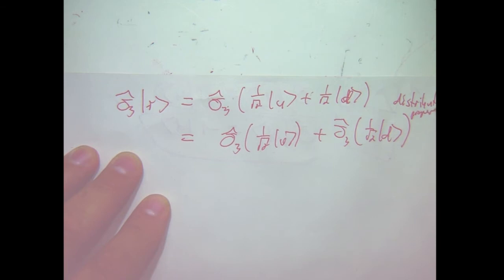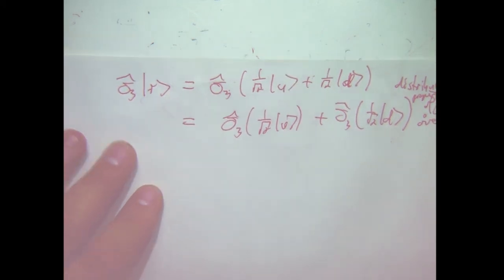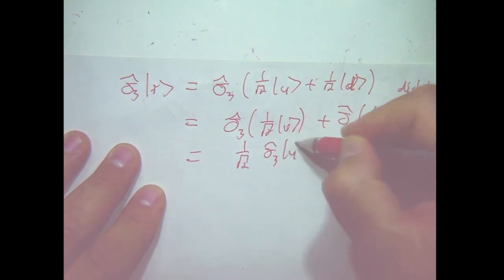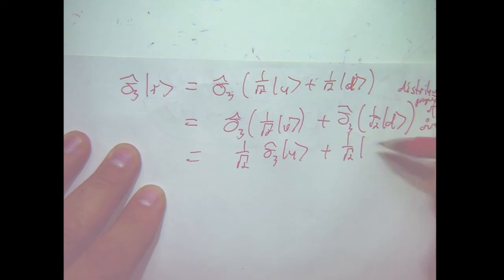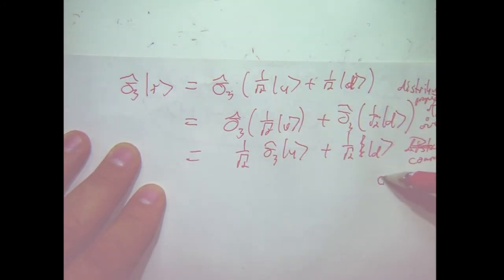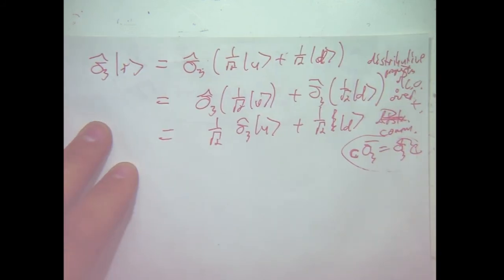of linear operators over addition, and then this, which is the distributive property. Now, what is this? Commutative property. A constant times an operator equals an operator times a constant, so it's commutativity.